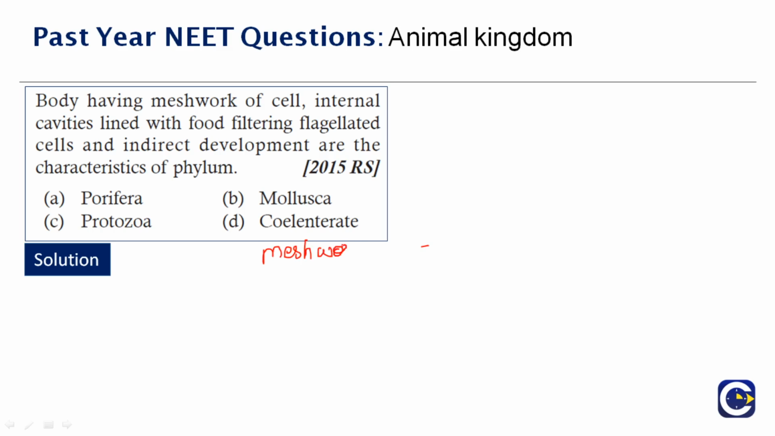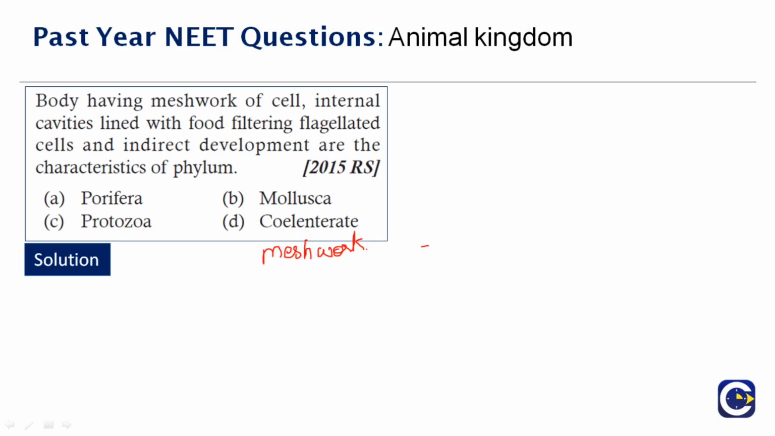It's a continuous work that is found around the body. It's tightly packed, in fact, you can call it like that. So this kind of meshwork, if you see, it is not in protozoa, mollusca or coelenterata. It is actually found in sponges. The given characteristic feature resembles poriferans.